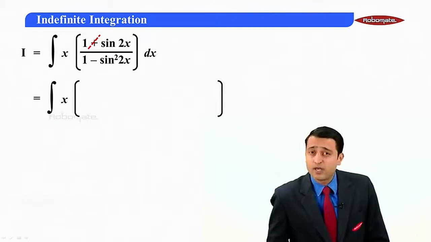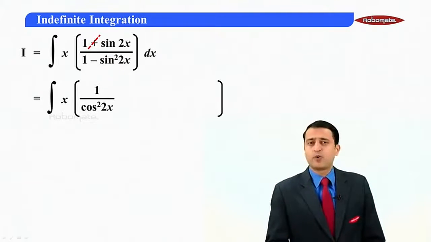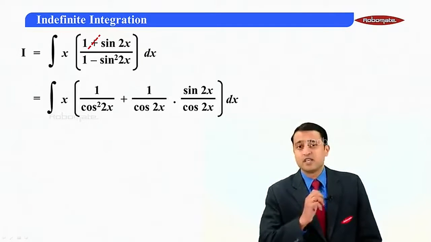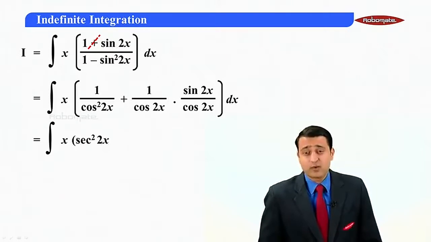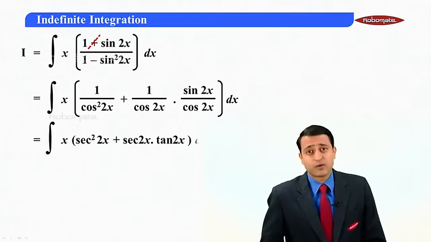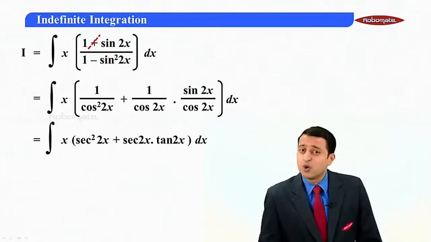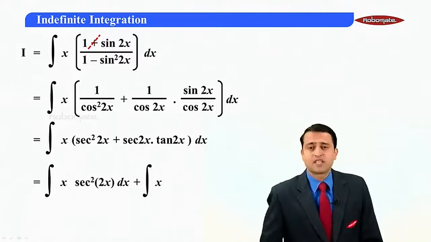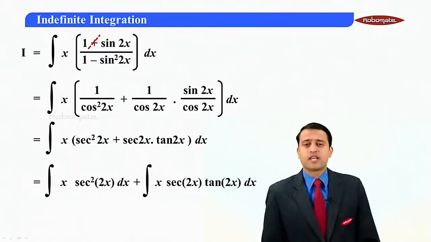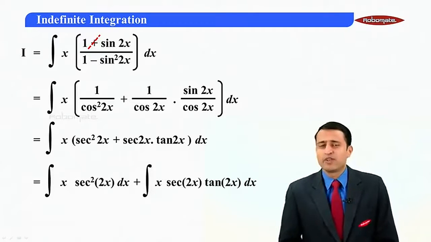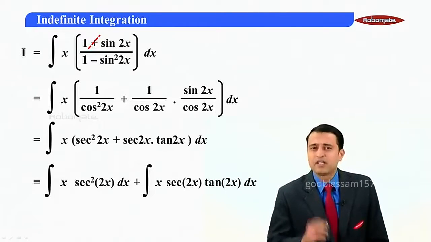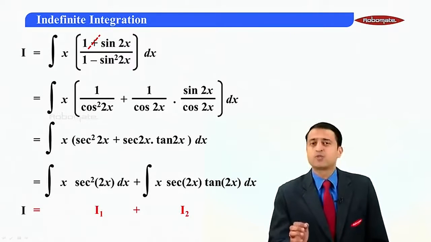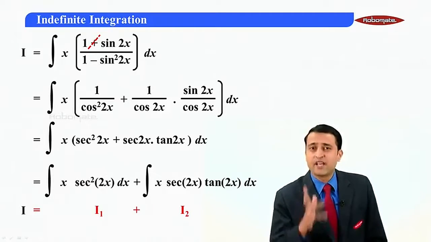So in the next step, we can write the integral as equal to x into 1 upon cos square 2x plus 1 upon cos 2x into sine 2x upon cos 2x dx. That can be written as x into sec square 2x plus sec 2x into tan 2x dx. Now what we have to do is open the brackets. So what we get is integral of x into sec square 2x dx plus integral of x into sec 2x tan 2x dx. Now both of them I need to apply the u into v rule. Writing it together may become a little difficult. So we'll assume these as integrals I1 and I2.